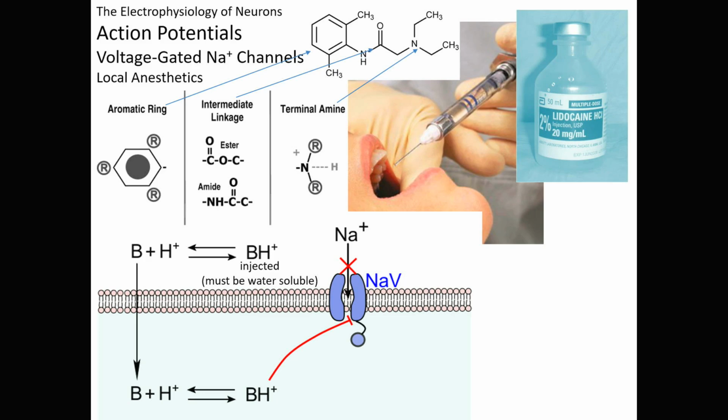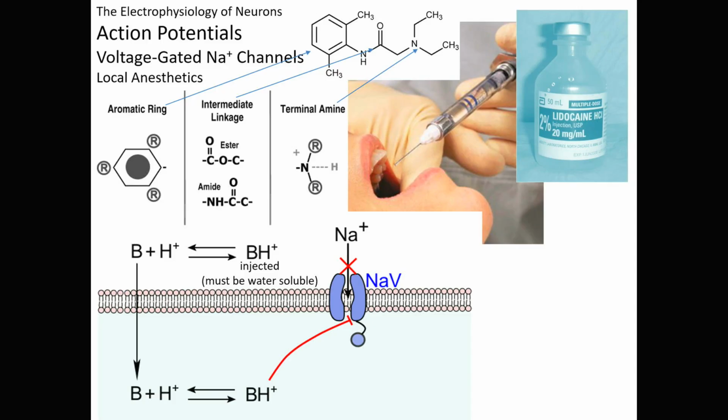The first thing I'll point out is that local anesthetics are injected into the body in a protonated form. Okay, so they have a positively charged proton on them. If you look, for example, at the bottle of lidocaine, it says lidocaine HCl, right? So the H is the proton that's bound to the lidocaine. The chloride, the Cl, is just the counter anion for electroneutrality.